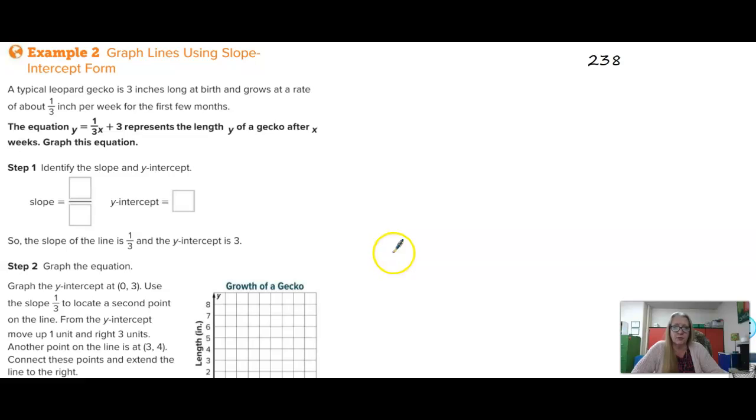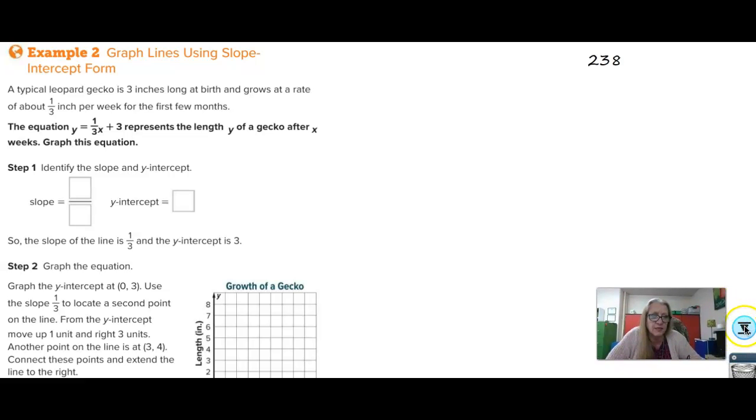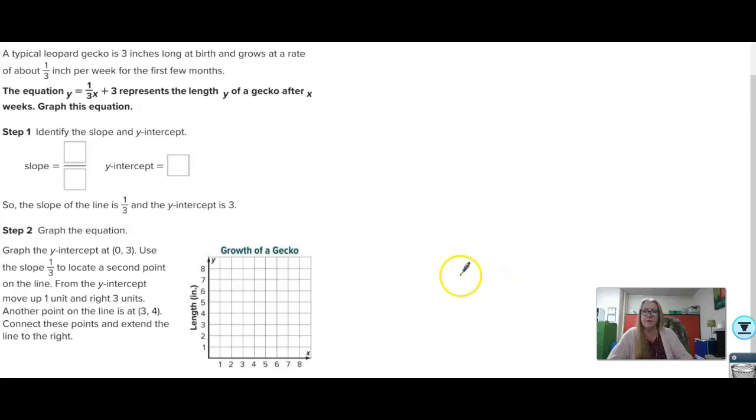Now they go straight to word problems. Oh, well, part of this is cut off, isn't it? Well, I'll just move it up a little bit. How about that? Move it up just a smidge. Okay, there we go. A typical leopard gecko is 3 inches long at birth and grows at a rate of about 1/3 inch per week for the first few months.